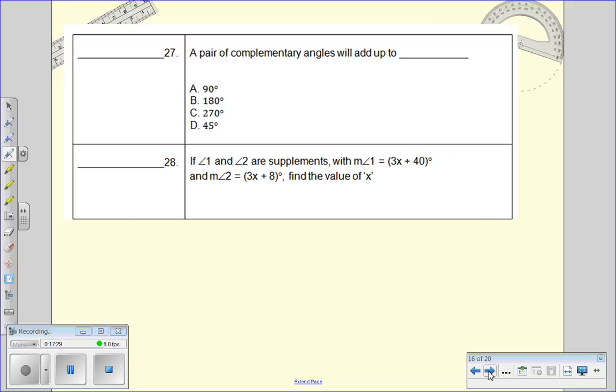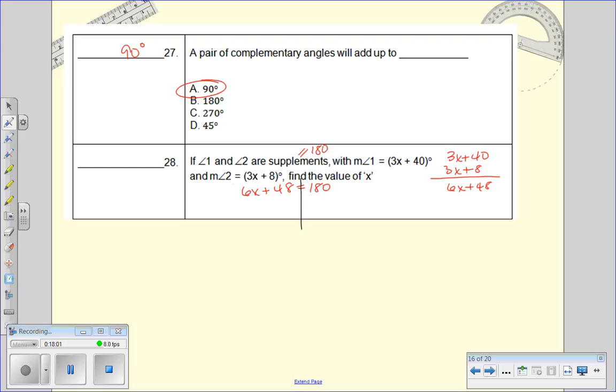If I have a pair of complementary angles, they will add up to be, by definition, 90 degrees. If angle 1 and angle 2 are supplements, it means they're going to add up to 180 degrees. We can find the value of x, so let's add them together. We have 3x plus 40 and 3x plus 8. That'll give us 6x plus 48. So 6x plus 48 has to add up to 180.